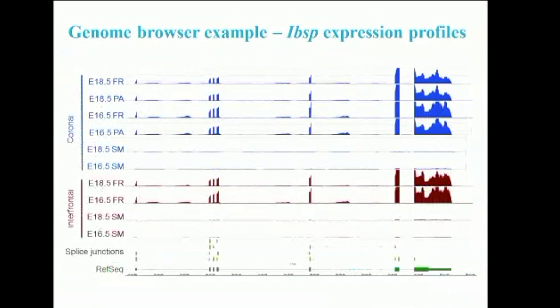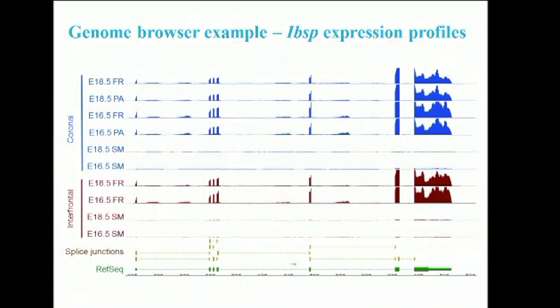So here's just an example of the type of expression profiles that we're getting. This is the case of Ibsp. This is a major structural component of the bone matrix, and we expect this to be highly expressed in the osteogenic front, but not as much in the mesenchyme. And this is what you see in both the coronal and the interfrontal suture data sets, where in coronal, both in E16.5 and in E18.5, we see it expressed in the osteogenic front of the parietal bone and the frontal bone, and very little expression in the suture mesenchyme. And the same thing is true for the interfrontal, where we see it in the pooled sample of the osteogenic front, but not in the suture mesenchyme.